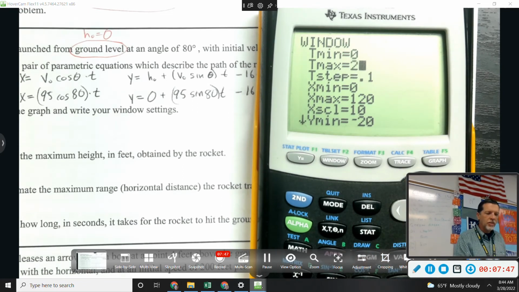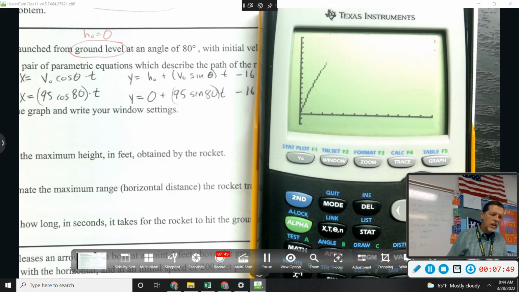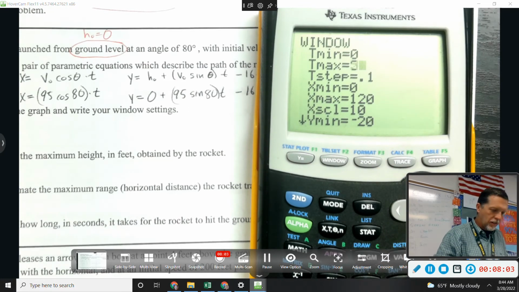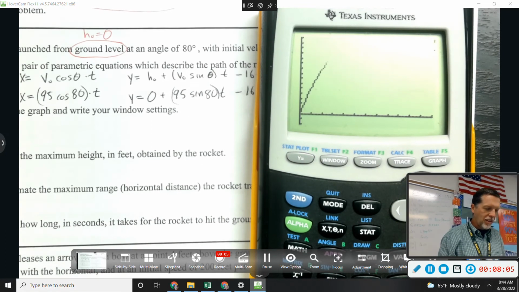So let's say I went 0 to 2. Whoops, I didn't see. It's like I launched the thing, 2 seconds later it's right here, and my calculator stopped graphing because I told it to stop graphing. So if that happens, like, wait a minute, I need to see more of my t. So maybe 5 seconds. See if that gets it.